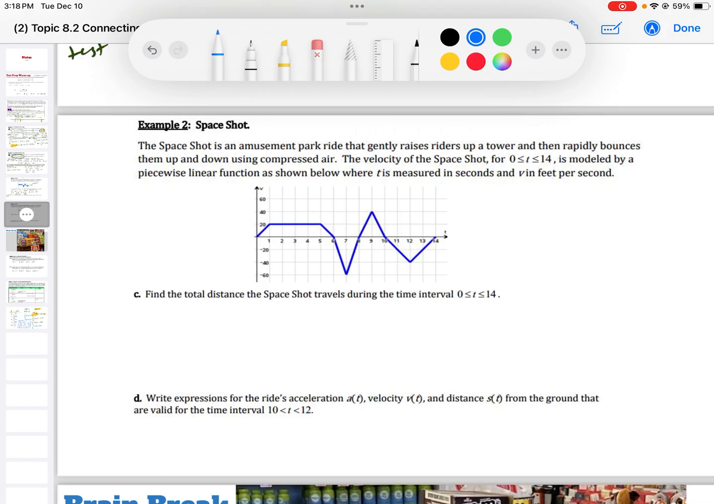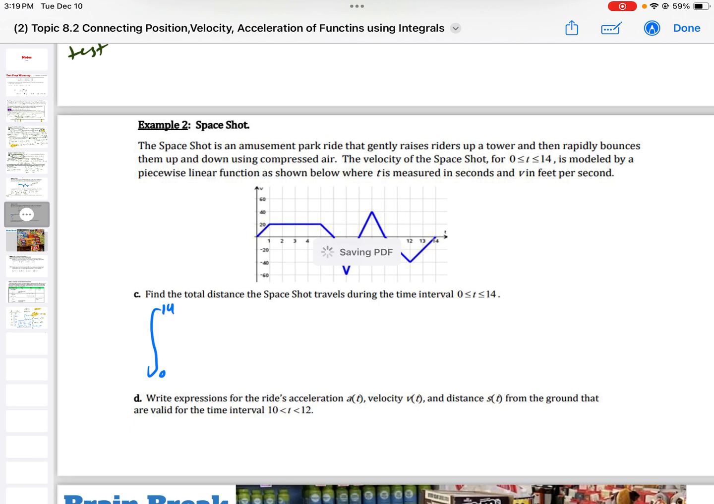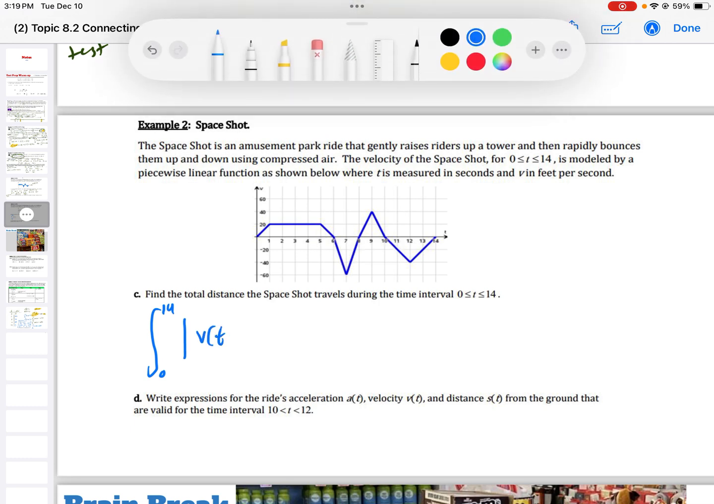All right, part C: find the total distance the space shot travels during the time. So the total distance. This goes back to the demonstration in the beginning when I'm walking around. If I'm looking for the displacement, that is the integral of just the velocity from time a to b. For the total distance, I take into account how much is traveled in total, right? The distance is going up and the distance is going down. So the total distance, you've got to know this, from 0 to 14 would be the integral of the absolute value of the velocity.